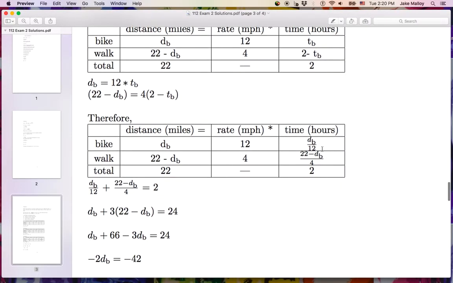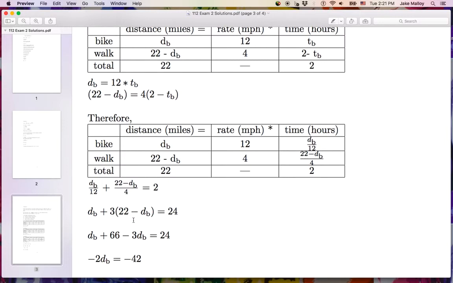Then using that fact, again I can say my time biking plus my time walking has to give me my total time. And that's what I said here. My time biking plus my time walking must give me my total time. Now I have an equation that only has one variable, so I can solve for that. So I multiplied by 12 on both sides, keeping track of distributing. Since this is divided by 12 already, multiplying by 12 gives me my whole d sub b. This is divided by 4, so that means multiplying by 12 gives me 3 sets of this. And then, of course, multiplying 2 by 12 gives me 24.